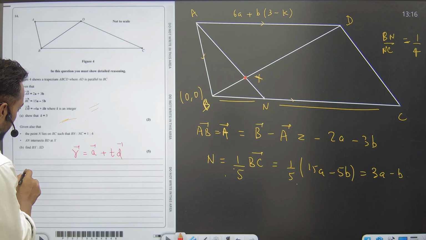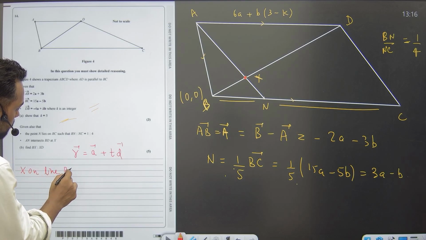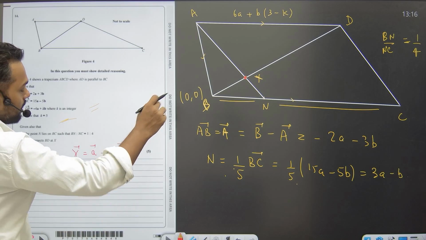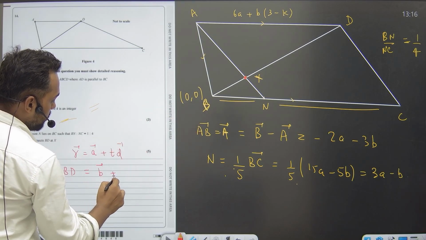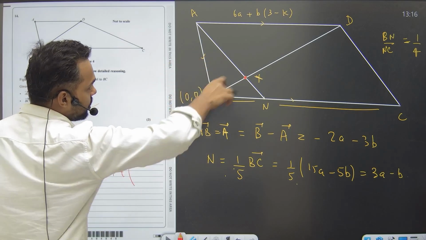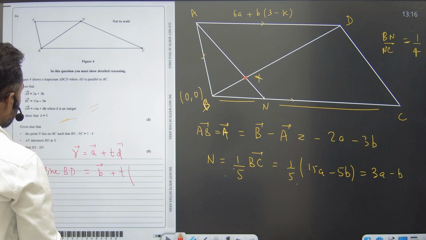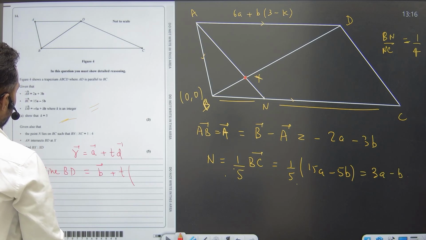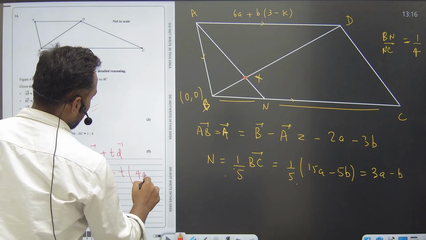Parametric value of x on the line BD. So on the line BD it will be b vector plus t times d. What is the direction ratio of this particular line? That is given by 4a minus 5b.